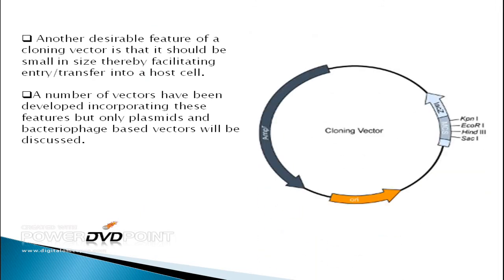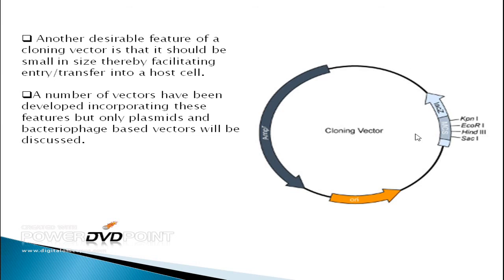Another desirable feature of a cloning vector is that it should be small in size, thereby facilitating entry or transfer into a host cell. A number of vectors have been developed incorporating these features, but only plasmids and bacteriophage based vectors will be discussed in the upcoming videos.